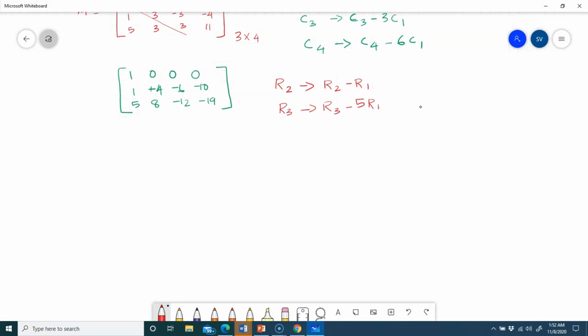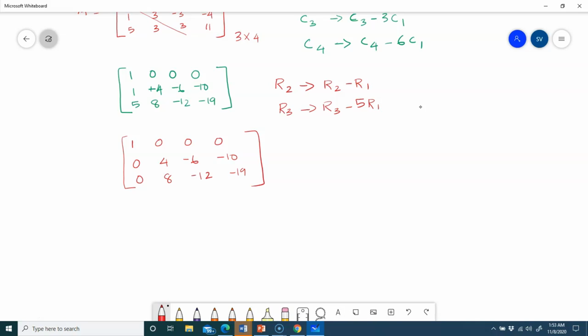Okay, so then your next matrix will be 1 0 0, 0 0 4 negative 6 negative 10, and 0 8 negative 4 negative 12 and negative 19. So this was the matrix I got after those row operations.